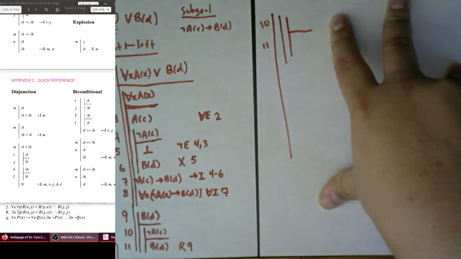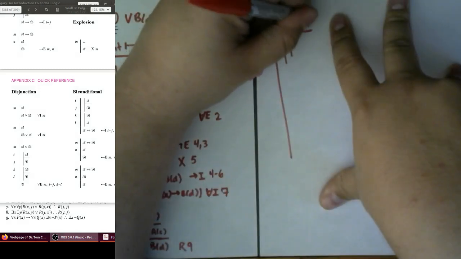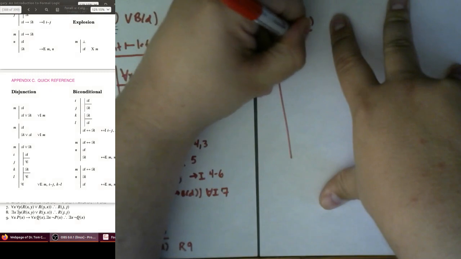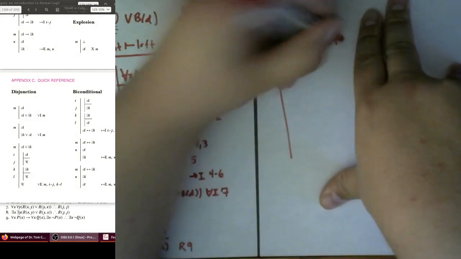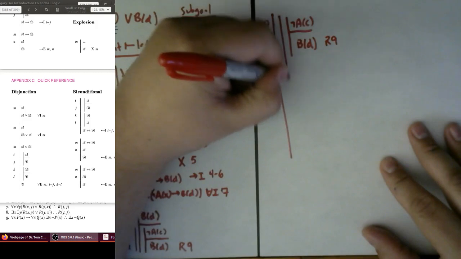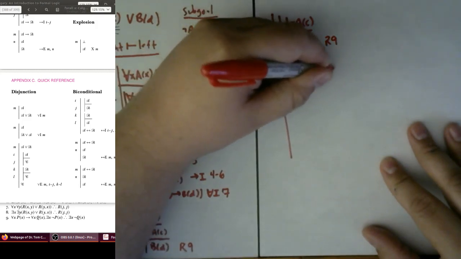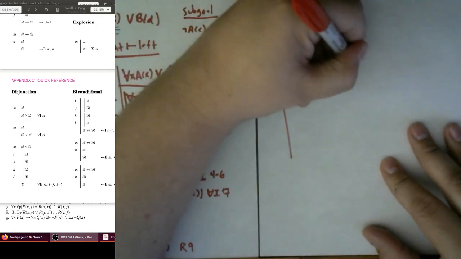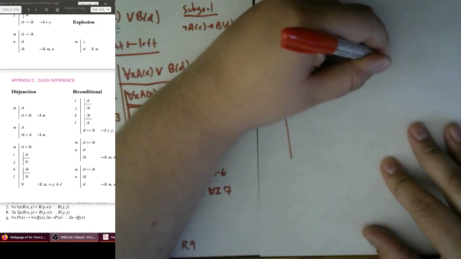10 was this third level assumption, not A of C. And then here's B of D. And that was repetition on line 9. Okay, so here we are. So now I can say not A of C implies B of D. And that's implies introduction on the subproof from lines 10 to 11.